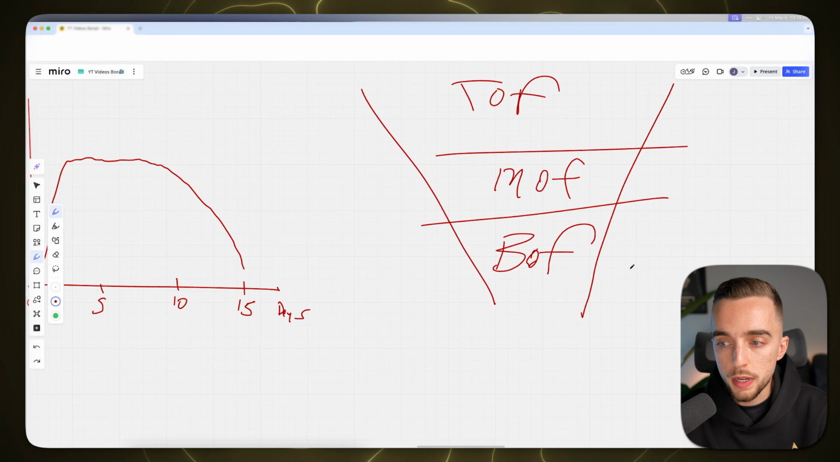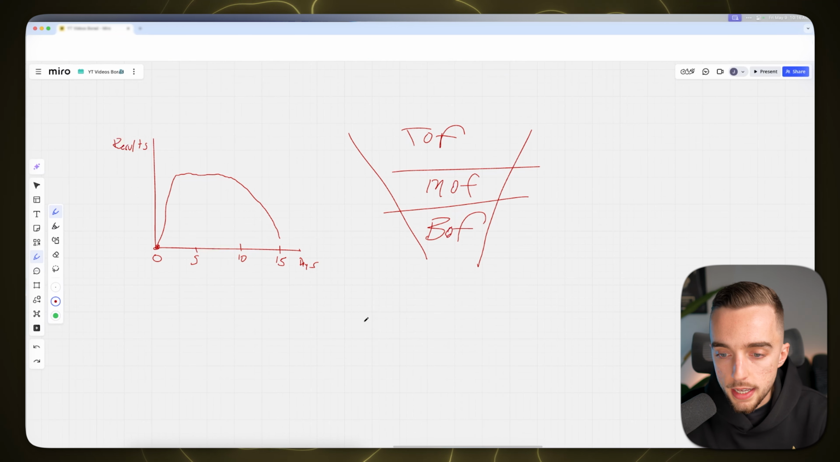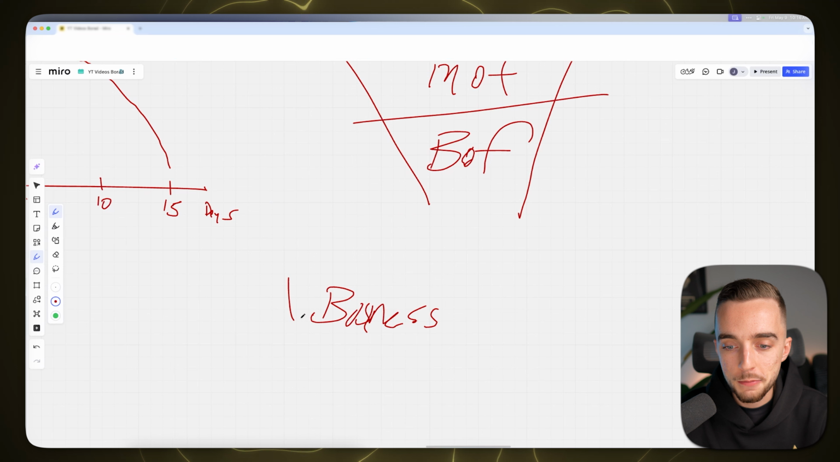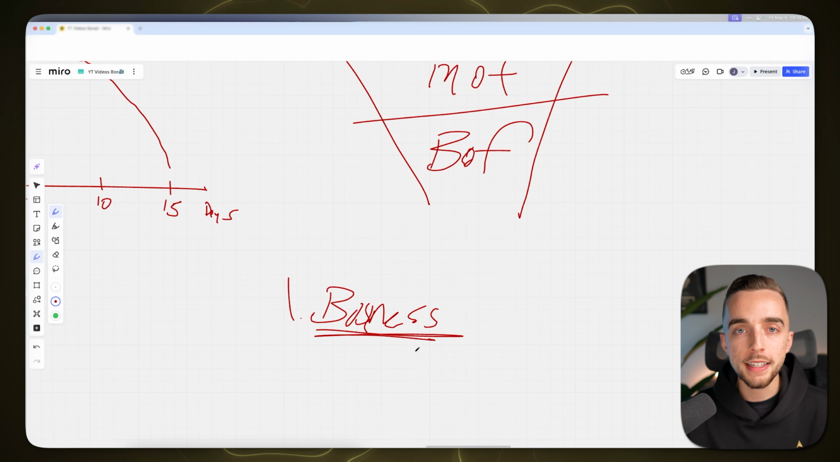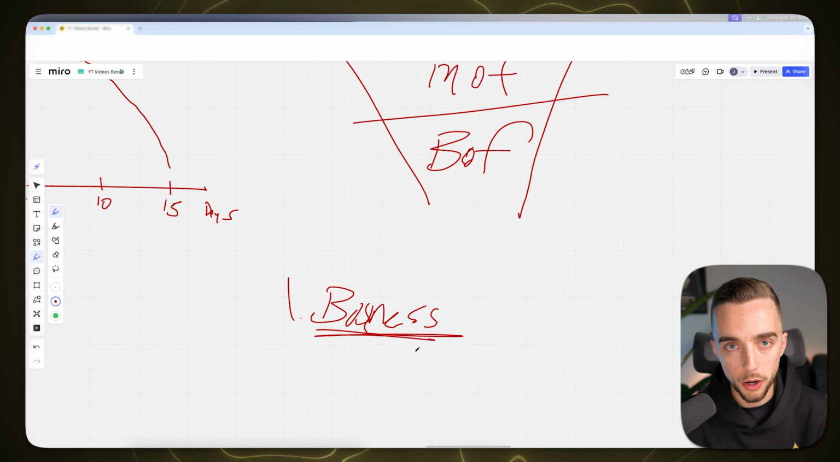Why? There are 2 reasons why they do that. The reason number 1, Facebook is a business, okay? What does that mean? They want you to keep coming back and spending more money with their business. So if they give you a quick hit of dopamine from the get-go, you're more likely to come back and spend more money on the platform, okay?